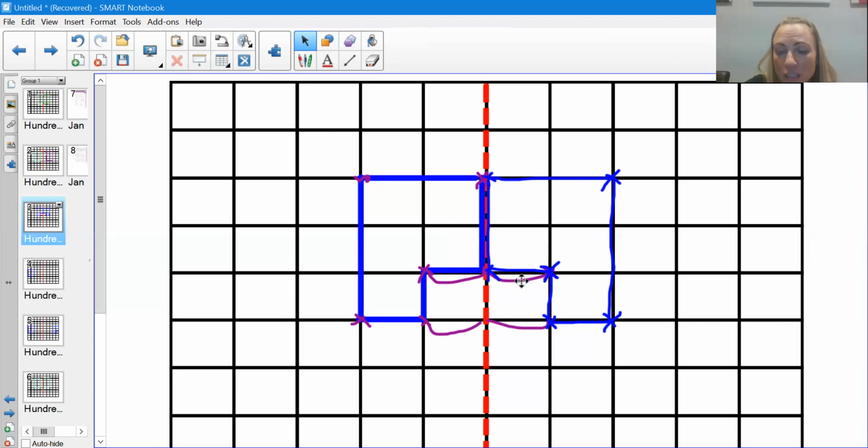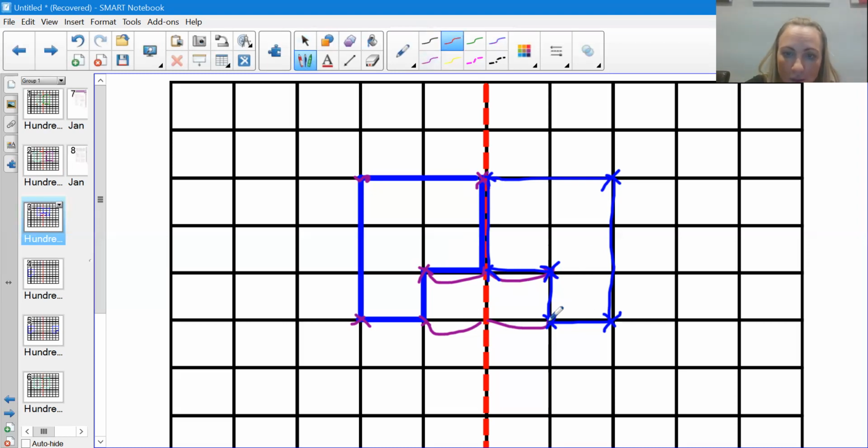And I went from point to point because a mistake that some people make sometimes is they forget this point here, and then they may end up with a shape that looks like this, or they might have drawn a rectangle. So you must do every single point.